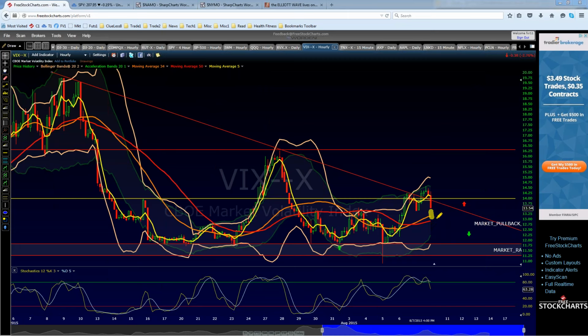So unless the VIX completely breaks down below the 13 level again, this is a nice little rally. You can play that. The VIX will most probably come down to the uptrending 50 and 34 and bounce from here. So when people are wondering, whoa, what's going on? Well, this is what's going on.